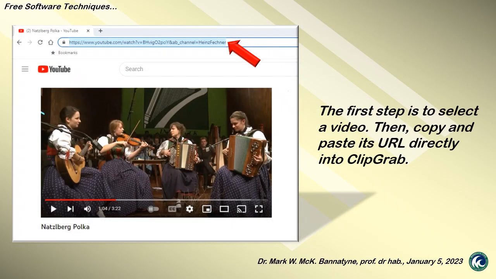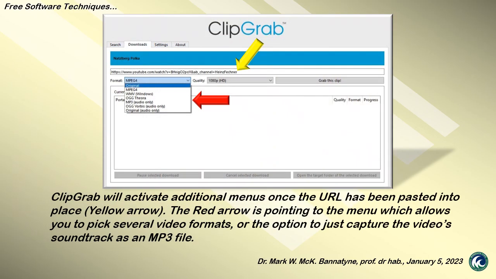The first step is to select a video. Then, copy and paste its URL directly into ClipGrab. ClipGrab will activate additional menus once the URL has been pasted into place as shown by the yellow arrow. The red arrow is pointing to the menu which will allow you to pick several video formats, or the option to just capture the video soundtrack as an MP3 file.